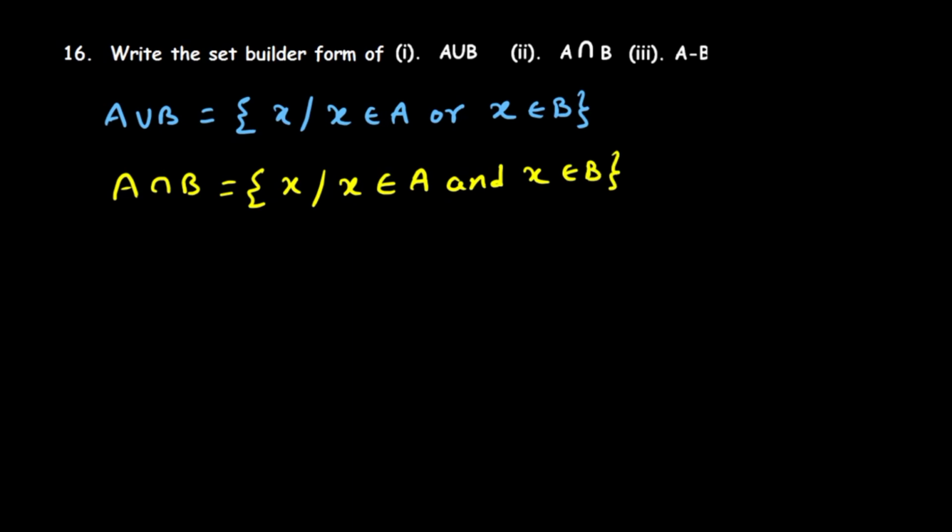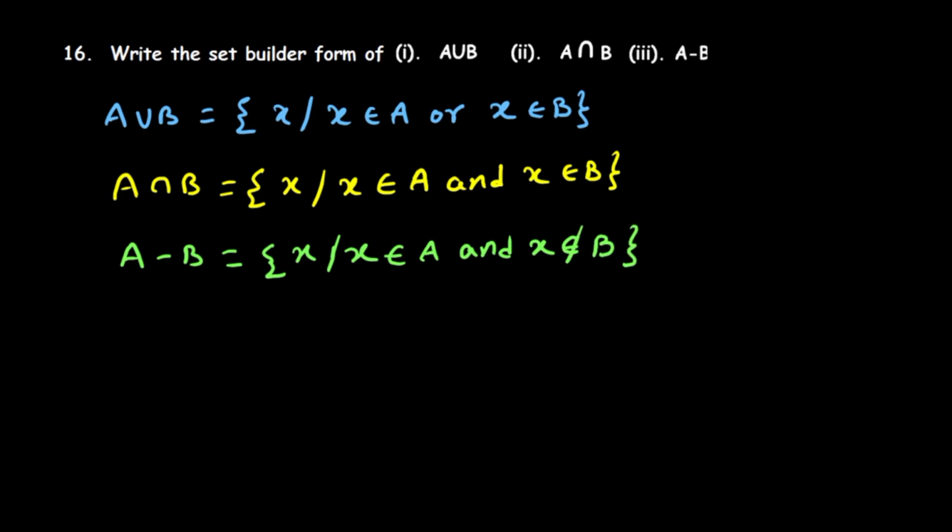Next one, that is A minus B. It's very important and interesting. So how to take it? X such that x belongs to A. Generally, how are we drawing the Venn diagram? In the Venn diagram, we are taking only the set A part. We are not taking set B, right? That means x belongs to A and x does not belong to B. That is the meaning of A minus B, right?